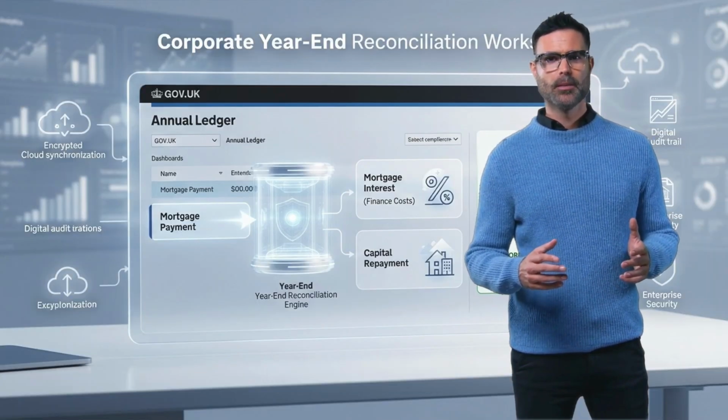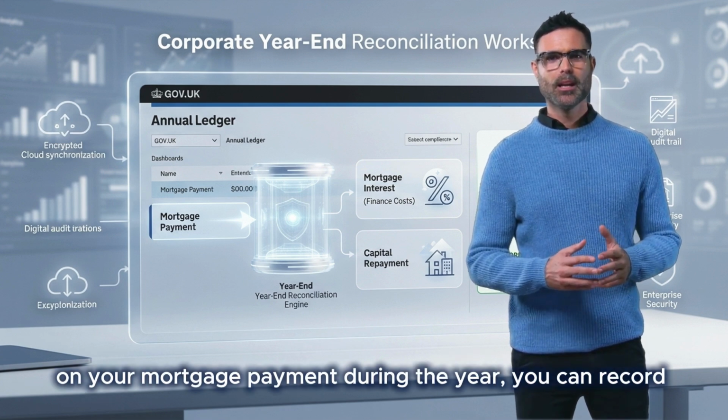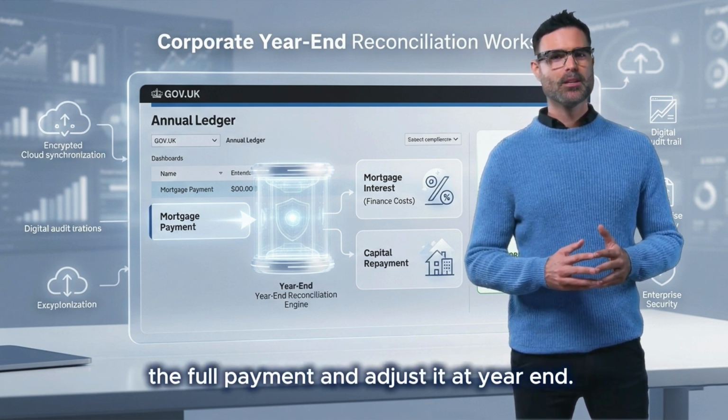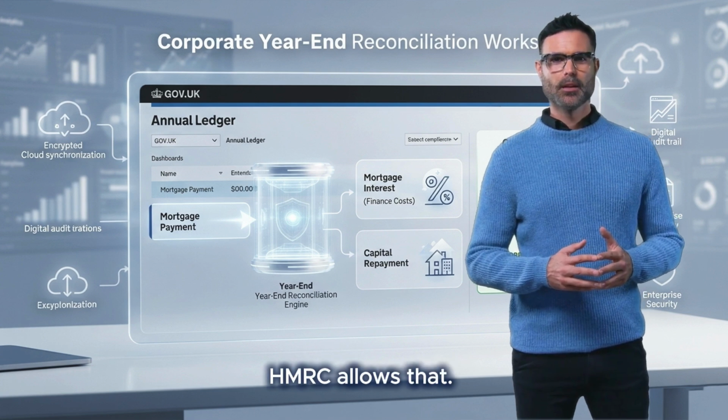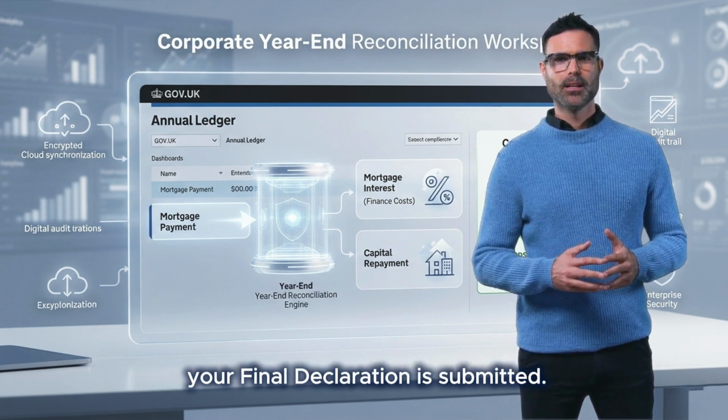One practical tip. If you do not know the split between capital and interest on your mortgage payment during the year, you can record the full payment and adjust it at year end. HMRC allows that. Just make sure the correction happens before your final declaration is submitted.